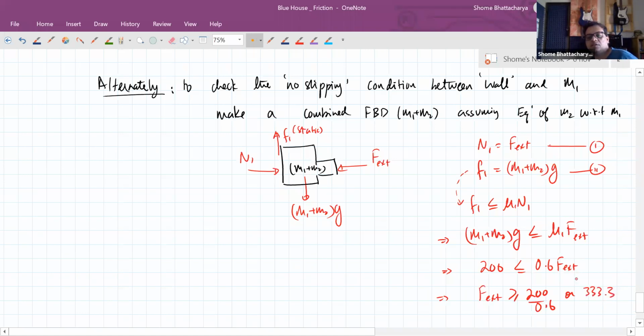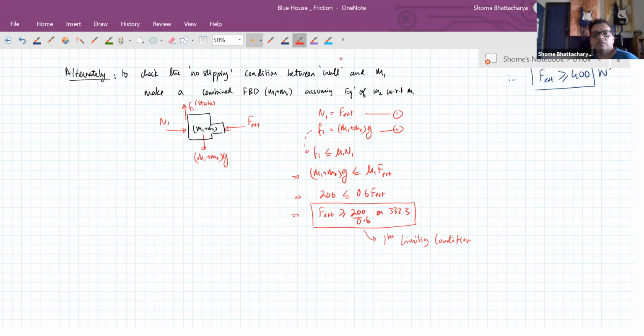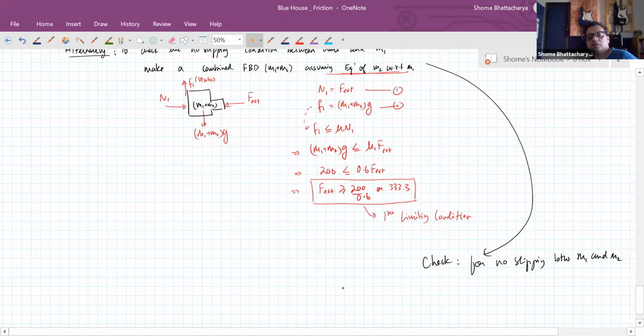Because we have to also justify our assumption that the two blocks are not slipping with respect to each other. Okay, so this is one of the limiting conditions. This is the first limiting condition. But before we can go ahead saying that this assumption is correct, we have to also check for this, that this is not slipping with respect to this. So for checking this condition, check for no slipping between M1 and M2. You again have to make one more FBD. Make FBD of the block M2. So there you will get the other limiting condition.